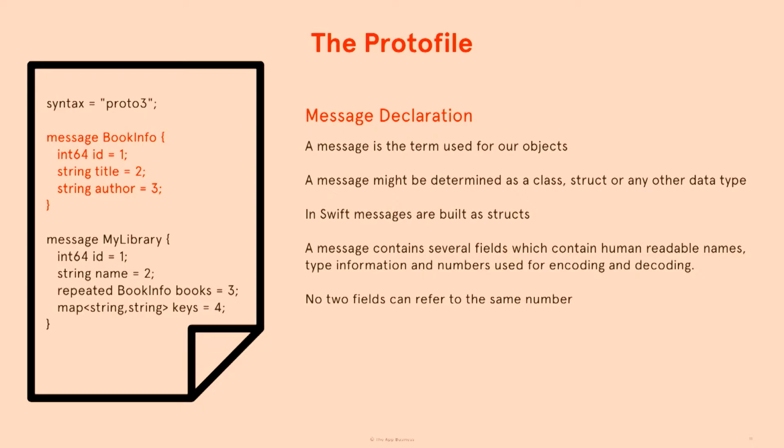And here we have a message declaration, and this is where the important stuff starts happening. So a message is basically an object, is the easiest way to think about it. It could be determined as a class or a struct. It depends on the language. So like, Java's going to interpret this as a class. Swift is going to interpret it as a struct.